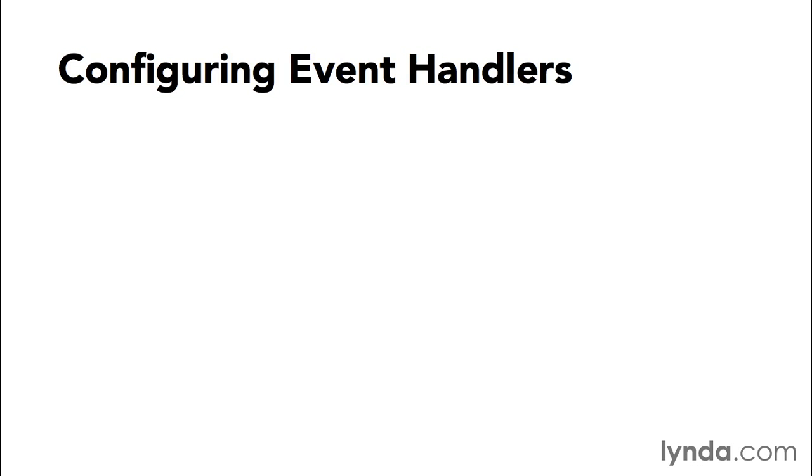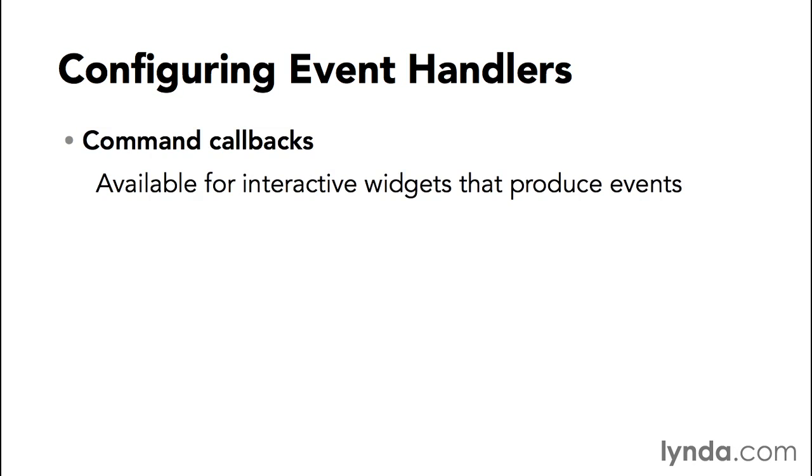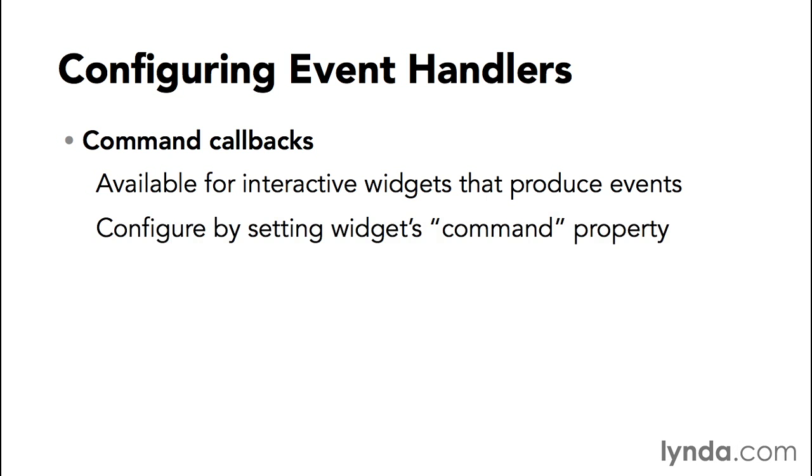There are two primary ways to configure event handlers in tkinter. For interactive widgets that, by their nature, generate events that essentially require a handler, tkinter provides an easy way to configure command callbacks via the command property. An example of a widget with the command property is the button, because it's unlikely you would create a button that doesn't do anything when pressed. Configuring the command property tells tkinter what function or method to run when that button is pressed.